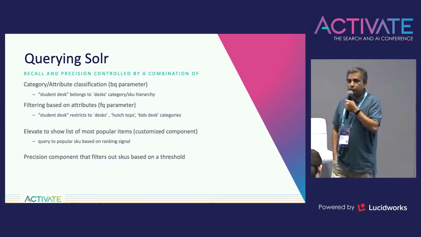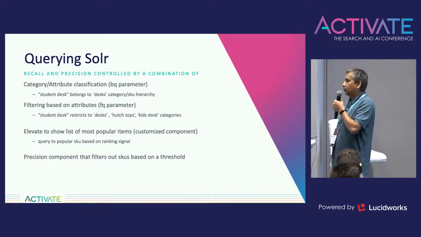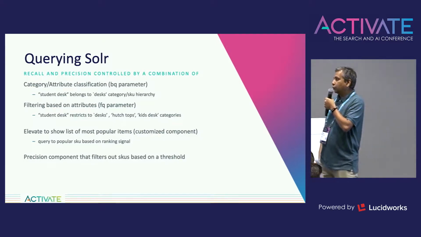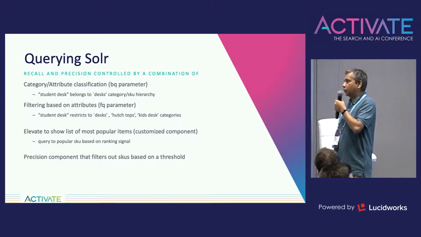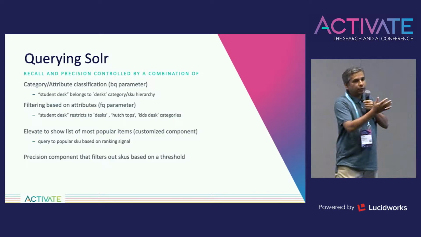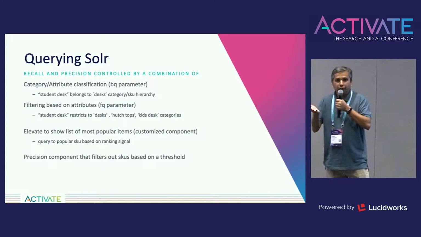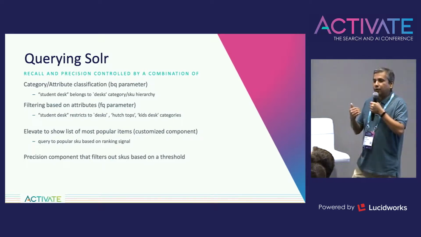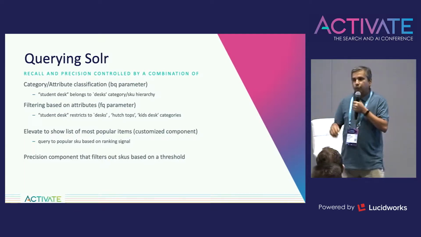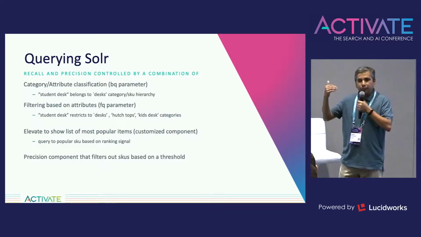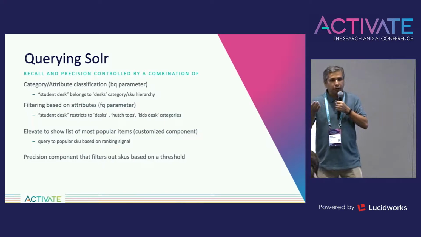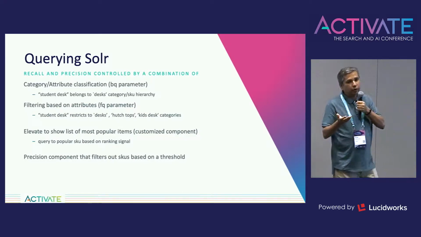Similarly, we also use filtering-based techniques, which is basically FQ in Solr. If the student desk belongs to desk, hard stops, and kids desk categories, we want to show items which are only within that category, within that item hierarchy, rather than everything else. This helps us restrict the recall, and when people sort by price, high to low or low to high, you don't show them things which don't belong to that category or hierarchy.